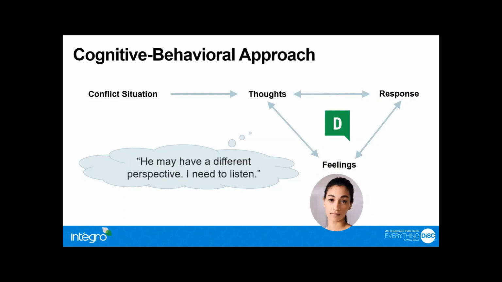He may have a different perspective. I need to listen. And so the feeling would switch from being defiant to being open-minded, right? And then she will listen, right? But we've got to reframe that automatic thought before that's going to happen, right?